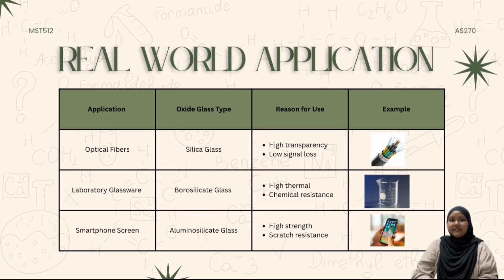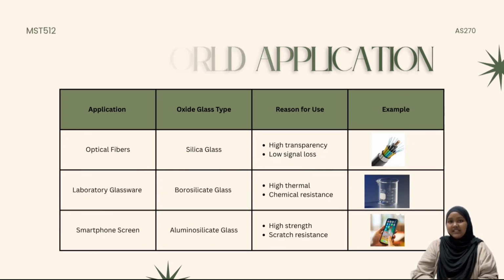First, optical fibers use silica glass because it has high transparency and low signal loss, making it ideal for telecommunication. Second, laboratory glassware is made from borosilicate glass. It has excellent thermal and chemical resistance. Finally, smartphone screens use aluminosilicate glass because it is strong and scratch resistant. In conclusion, different oxide glass compositions have different properties, making each type suitable for specific applications.